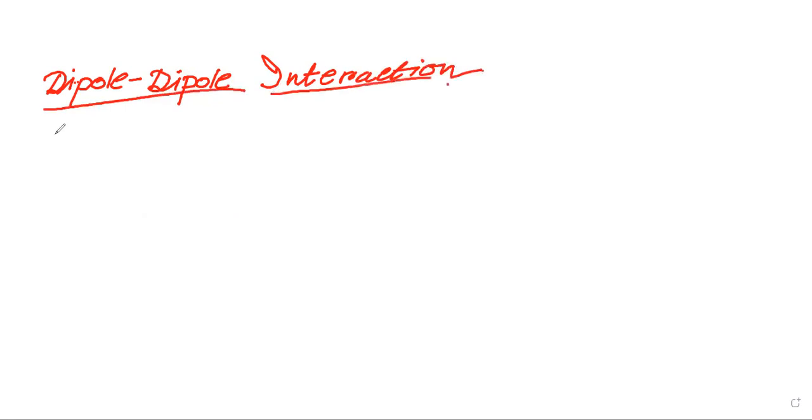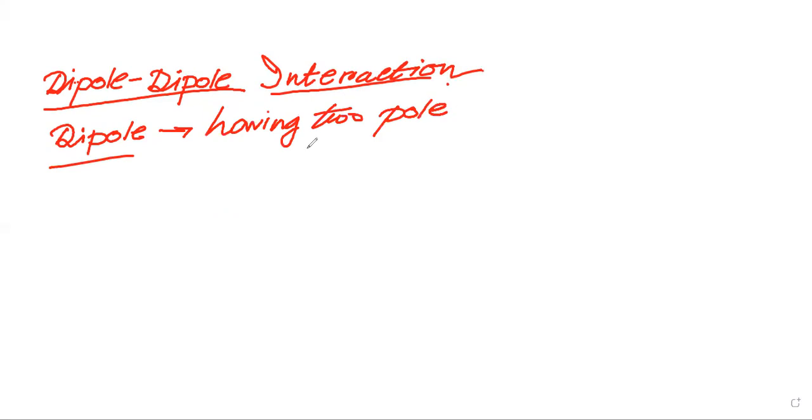Now, first we have to understand what a dipole is. Dipole means having two poles. That is, two poles will have opposite properties. Now, how are dipoles created in molecules? Suppose we have a molecule of HBr, hydrogen bromide.